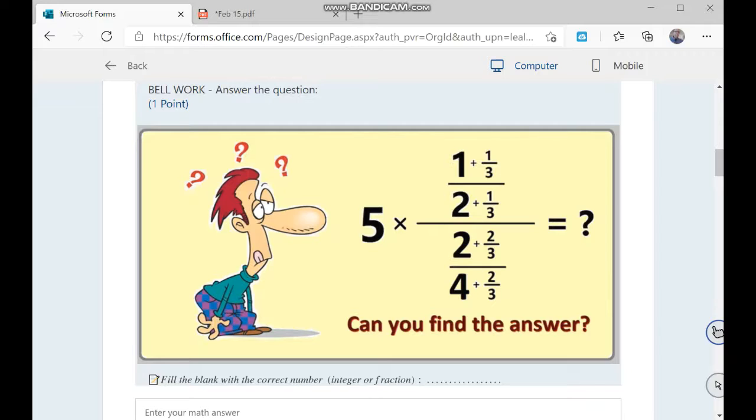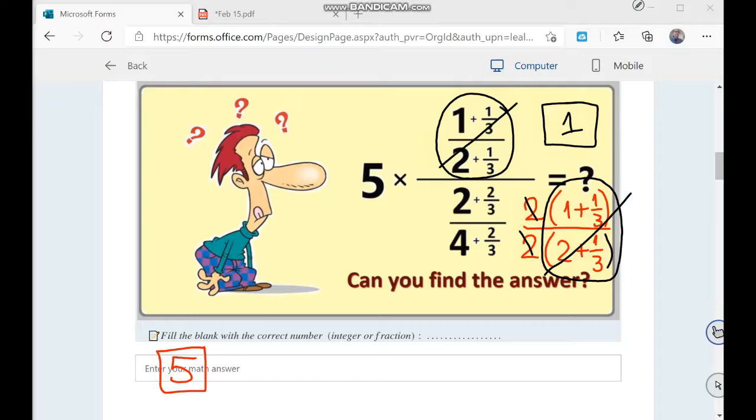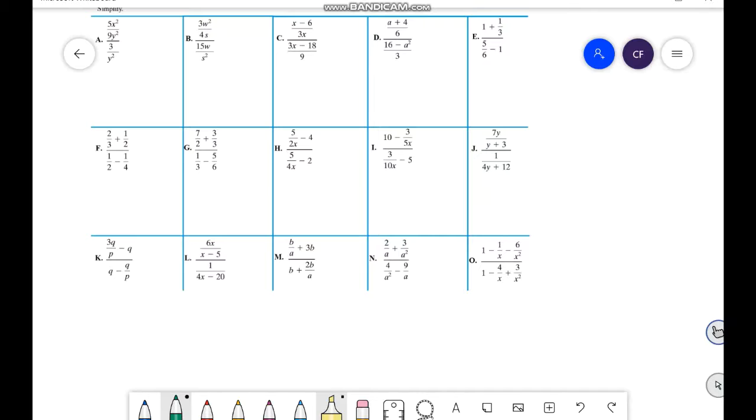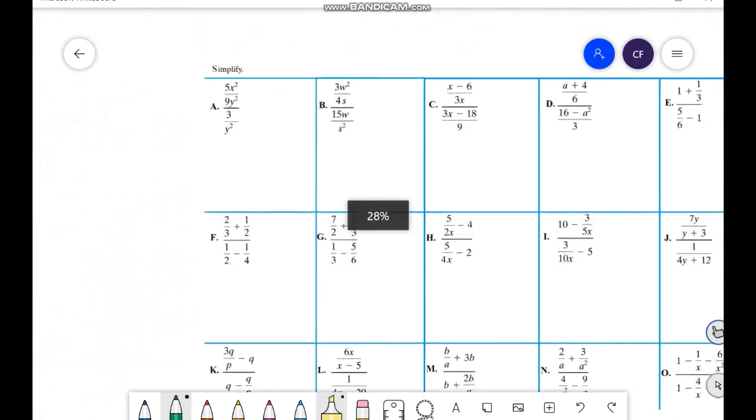Send me your messages. And check this out. After you do all the simplifications, you're going to know that this whole fraction here equals 1. 5 times 1 equals 5. And 5 is the right answer. The point here is to warm up, to get ready to work on our quiz. And now, let's move on and practice. Thank you all for participating, for sending your answers.